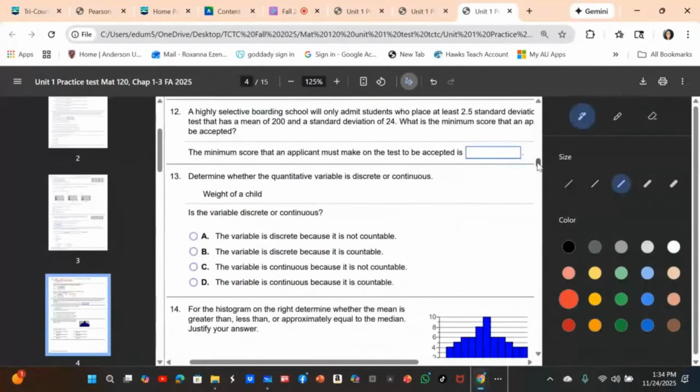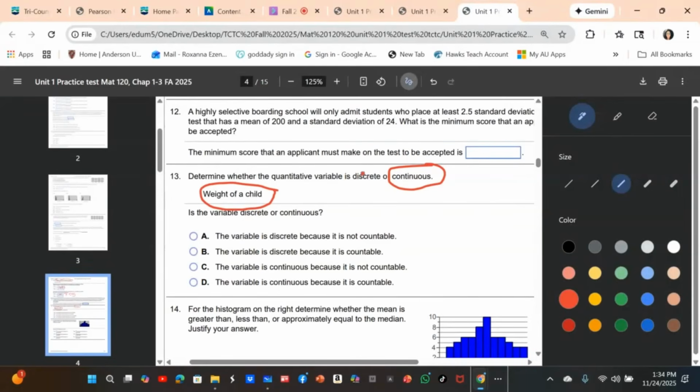Question number 13 says, determine whether the quantitative variable is discrete or continuous. A quantitative variable can be discrete or continuous. It's asking about the weight of a child. By the way, I hope you know what discrete means. Discrete is countable. Discrete means it cannot contain decimals, while continuous means it can contain decimals. Measurable.